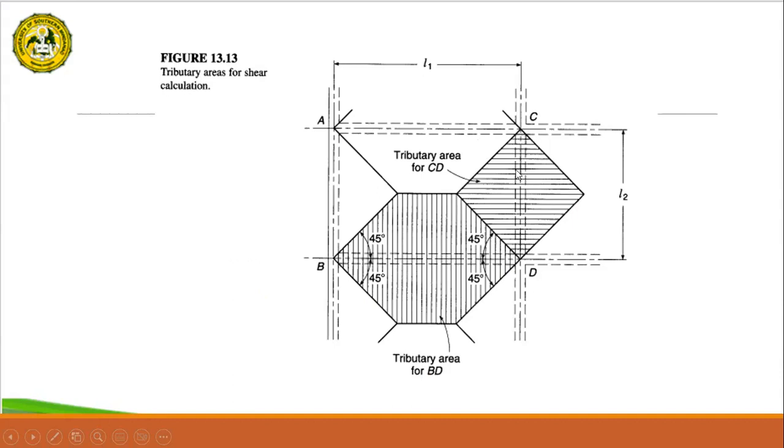So for beam CD, we have here the tributary area, no? Dalawang triangle. And for beam BD, we have here the two trapezoidal areas on this span and in the other span. So we have two trapezoidal areas for beam BD, and this is for the two-way slab.